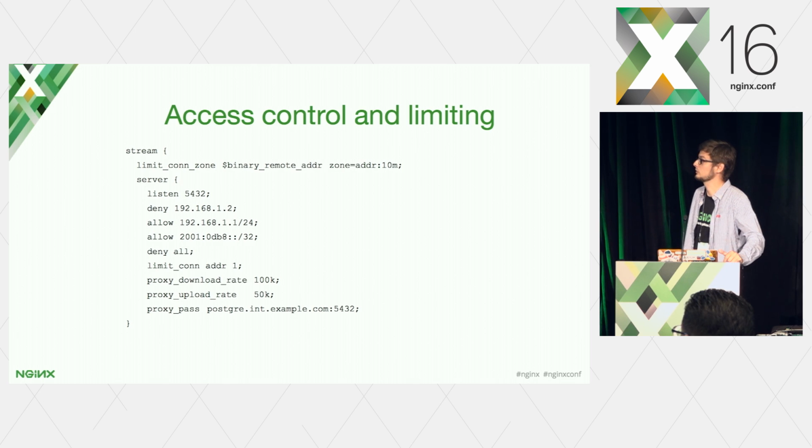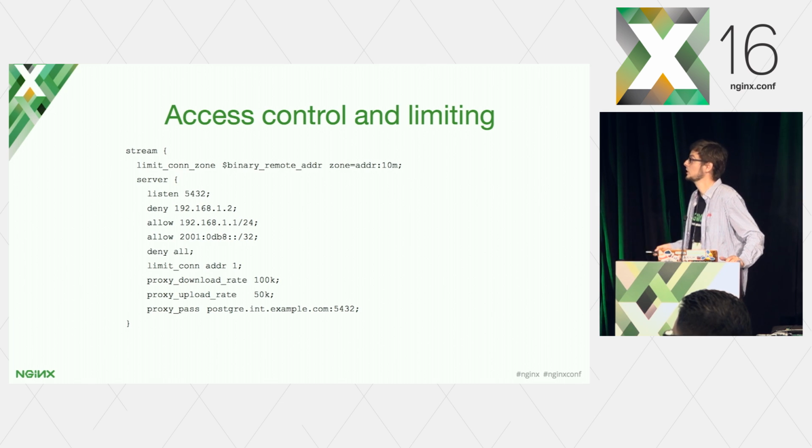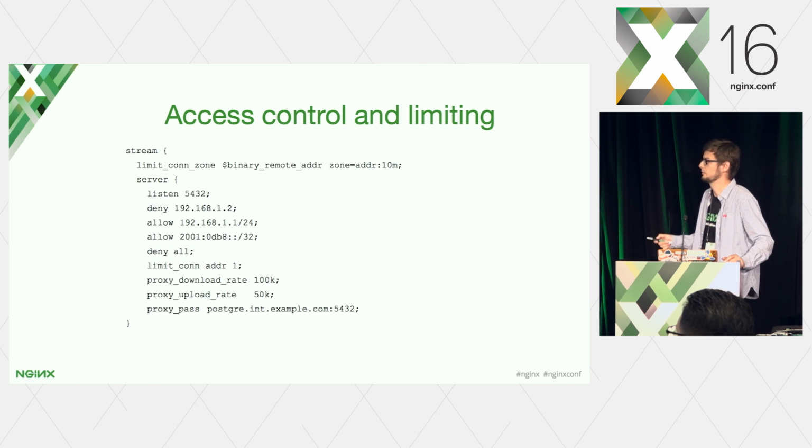Of course, the stream module is quite similar to HTTP in some ways, and you can limit access to the resources in the module. So it's pretty much the same as an HTTP block, as I've said, and you can use deny and allow directives to allow specific IP addresses or subnetworks to access your service. You can use limit_conn and limit_conn_zone to limit the number of simultaneous connections to the server. And you can limit the download and upload rate to and from the backend server if you wish to do that.